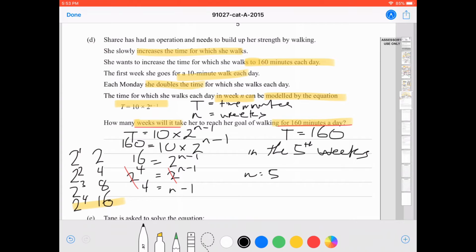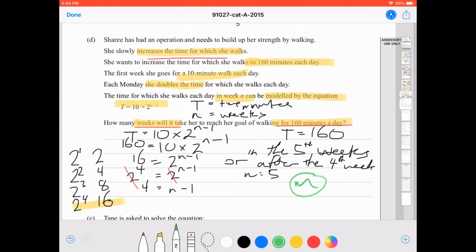The marking schedule also mentions saying, or after the 4th week, okay? Because it is true that it's not just the 5th week. If Cherie is always increasing her time for which she walks, well, it's going to be everything after that 4th week. Okay, so n equals 5 here gets you the merit grade.